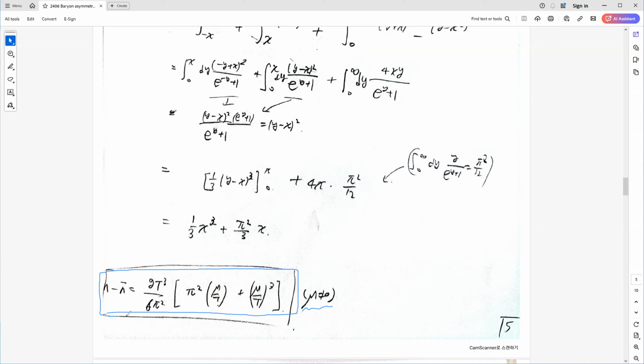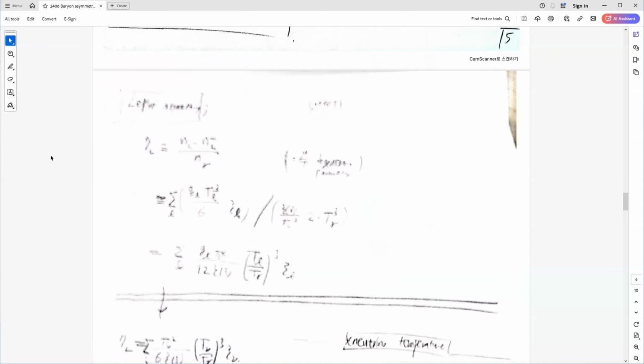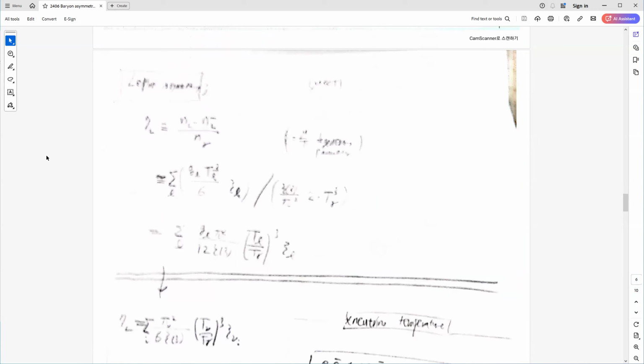So by using that, we can obtain the formula for the lepton asymmetry of the universe. We will discuss it like this. All the ingredients and formulas are ready, so now we will derive the lepton asymmetry by using the previous formula. The lepton asymmetry, eta L, is defined as the ratio between the difference of the number densities of the lepton and anti-lepton, over the number density of the photon.